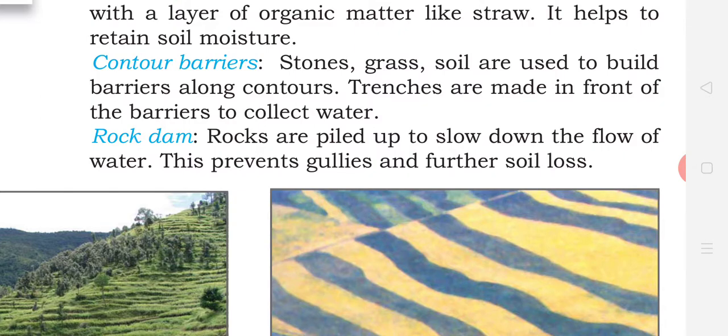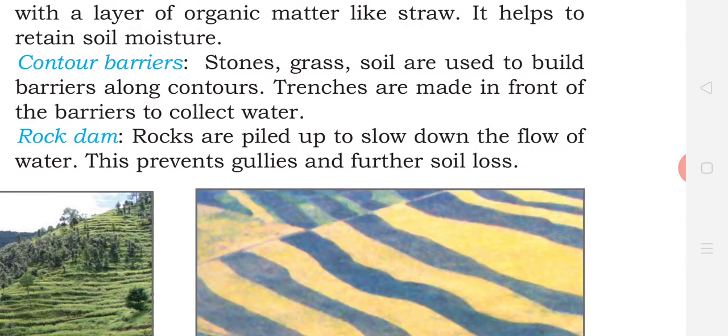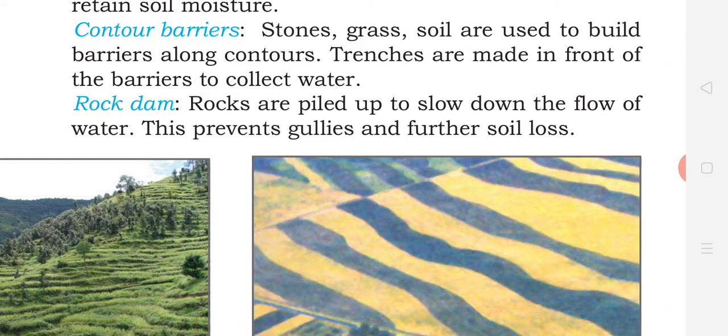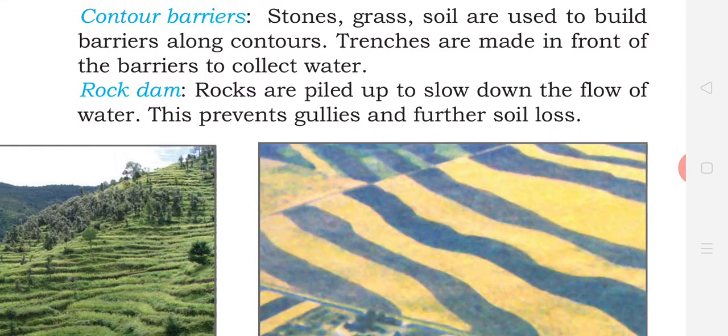Now contour barriers. Contour means what? Boundary, usually of curved shape. Barriers means obstacles. So contour barriers are placed. How? Stones, grass, and soil are used to build barriers. Contour means here curved shape. After that, trenches are made in front of the barriers. Why? For collecting water. This is one of the methods, contour barriers.